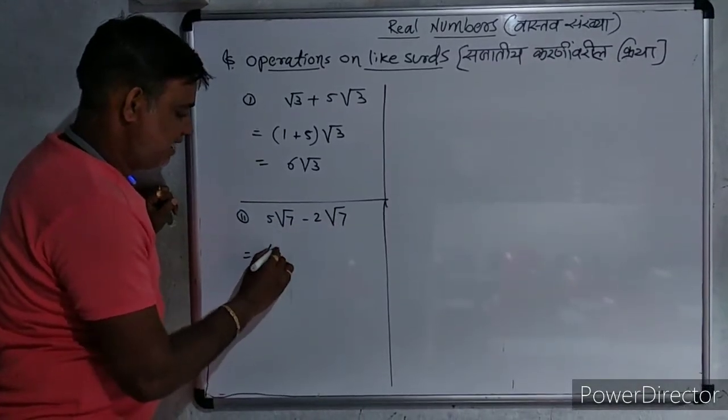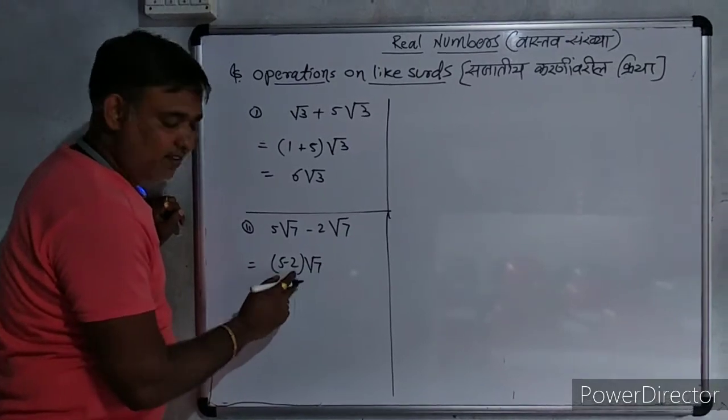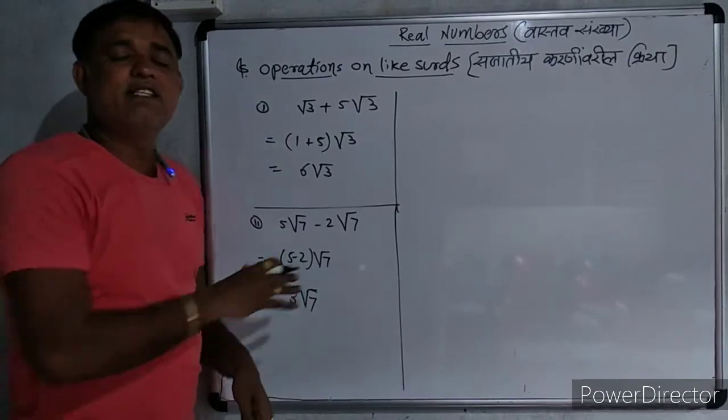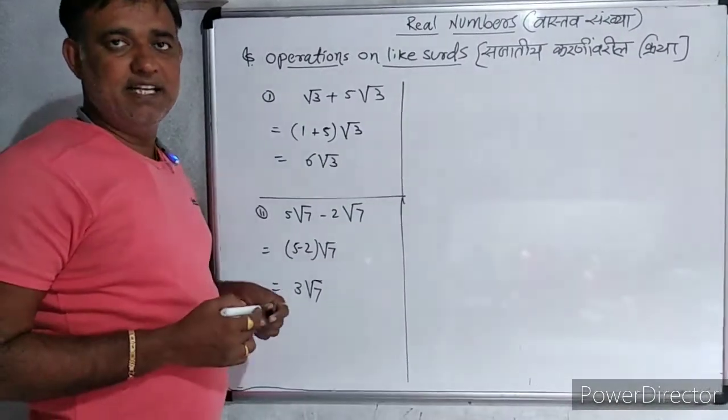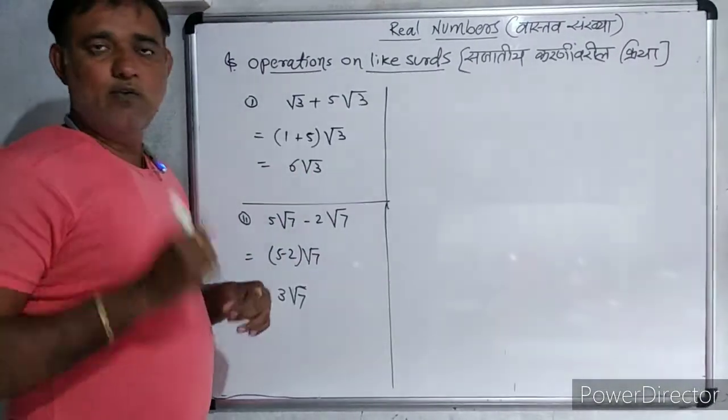So in first bracket 5 minus 2 bracket complete, radicand 7, 5 minus 2 is 3, radicand 7. These are very simple operations of addition and subtraction. If such questions are asked, then they will ask for only 1 mark.